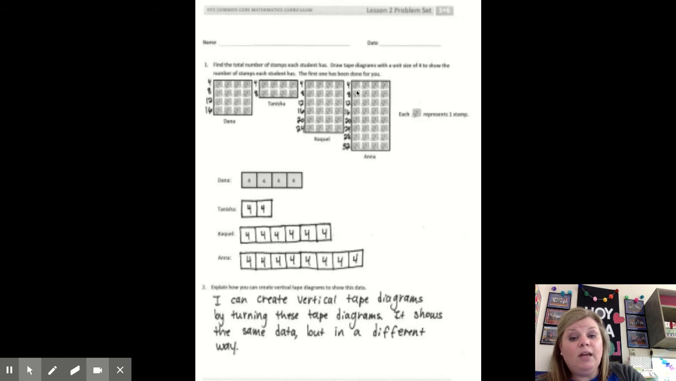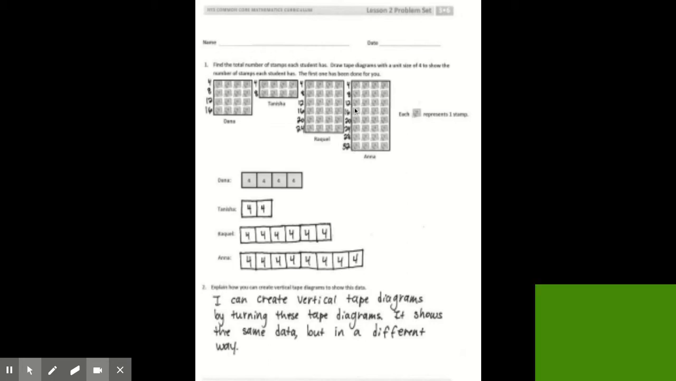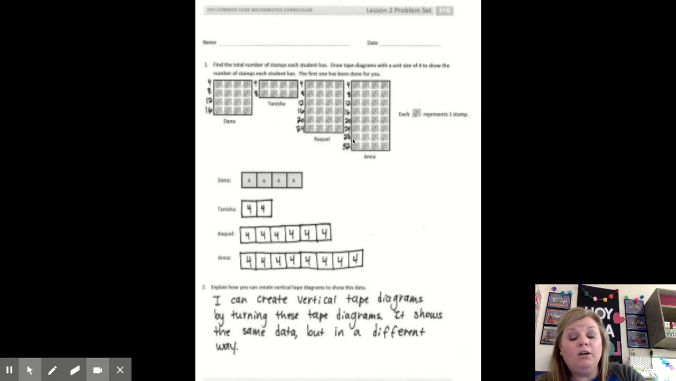So basically, you're counting how many are up and down, or how many rows there are, and that's how many you would draw on your tape diagram. So 1, 2, 3, 4, 5, 6, 7, 8, and she drew 1, 2, 3, 4, 5, 6, 7, 8 on her tape diagram, 8 boxes, and there are 4 in each box.